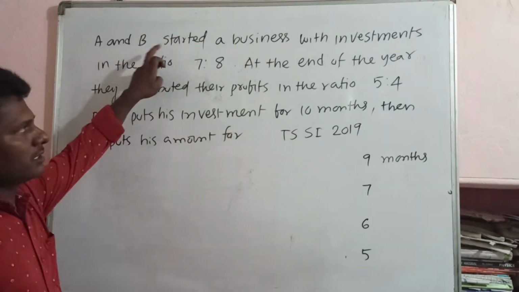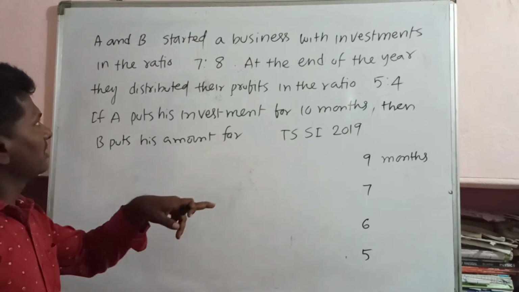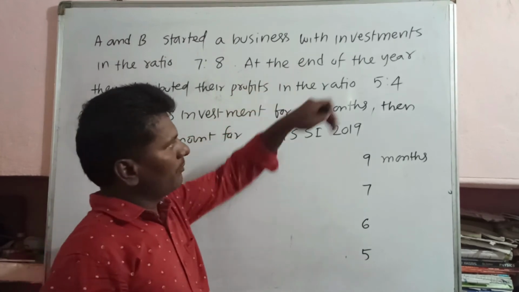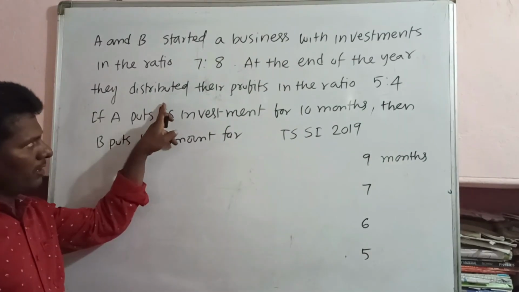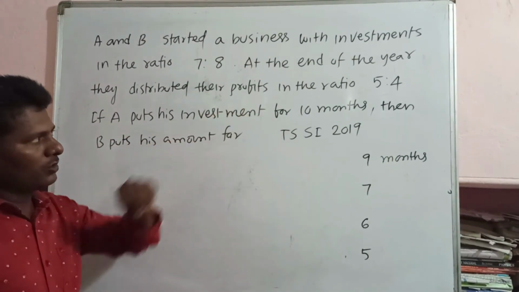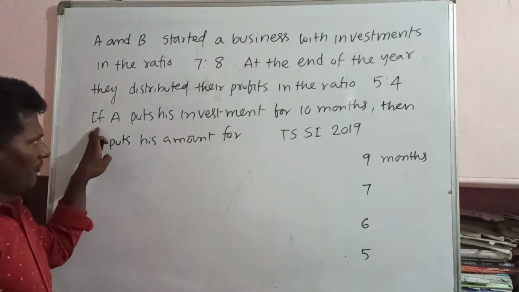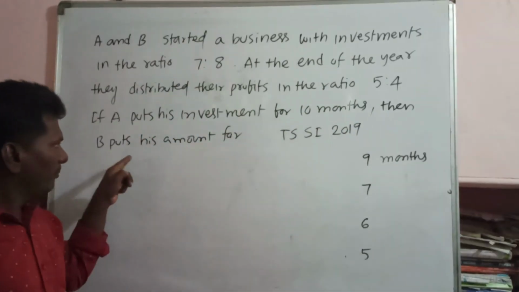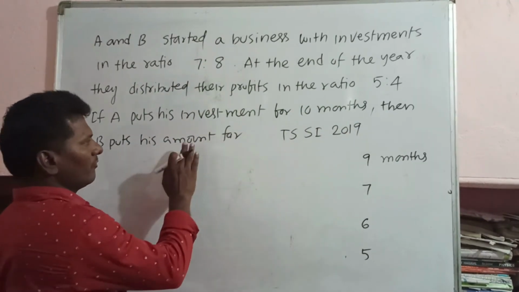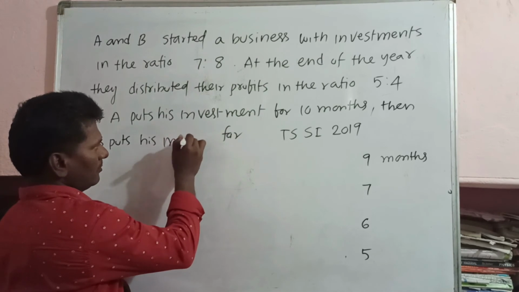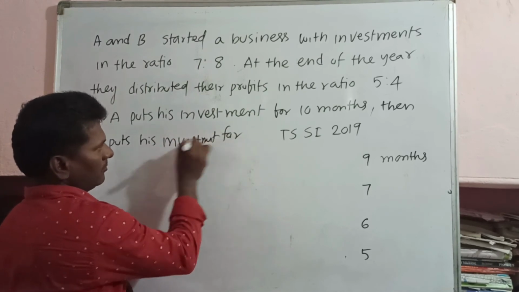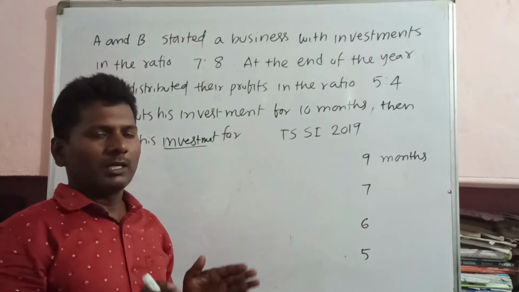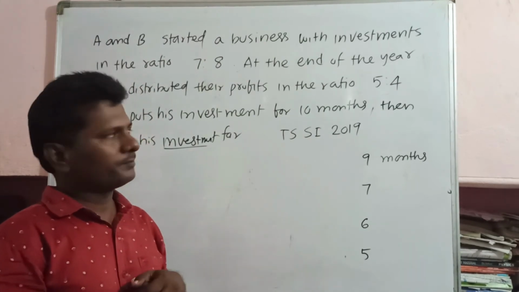A and B started a business with investments in the ratio 7:8. At the end of the year, they distributed their profits in the ratio 5:4. If A puts his investment for 10 months, then B puts his investment for how long? That means for how long B puts his investment in the business.